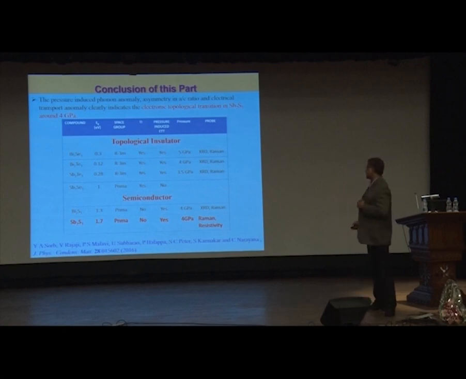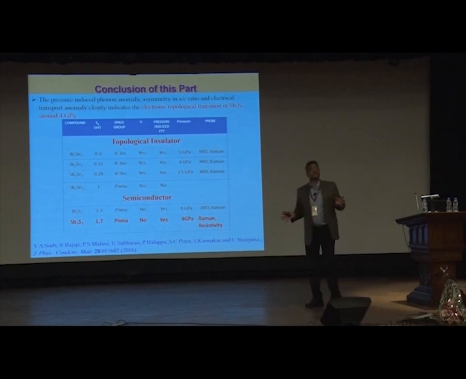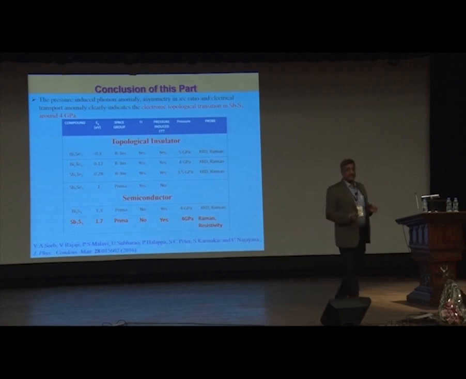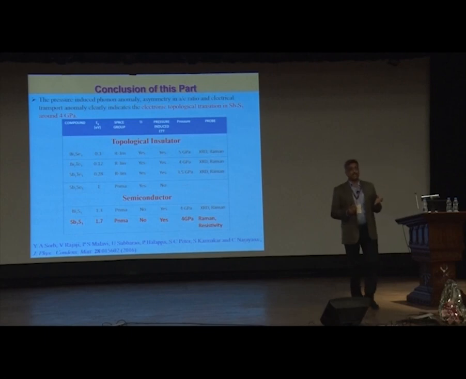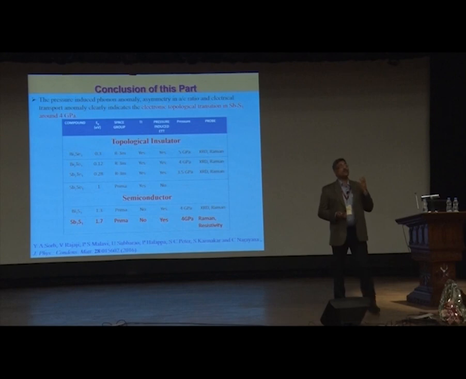electronic topological transition. What I have shown you from these three examples is that when we are not able to do ARPES, we can use resistivity, Raman, and X-ray along with theoretical calculations. We can come down and pinpoint that there is an electronic transition, and what kind of electronic transition it is, whether it is a topological transition or an electronic topological transition. We can figure this out from this.